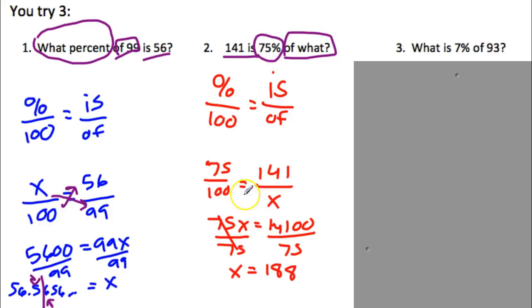Then I cross multiplied. 100 times 141 is 14,100. 75 times X is 75X. Then I divided by 75. That canceled right there. So I'm left with X. And over here, 14,100 divided by 75 equals 188. So that answer right there is good. It's not a percent, right? It's not looking for this percent part. So I don't need to write my answer in a percent. Cool. All right, last one.